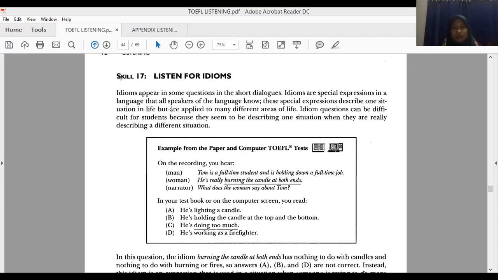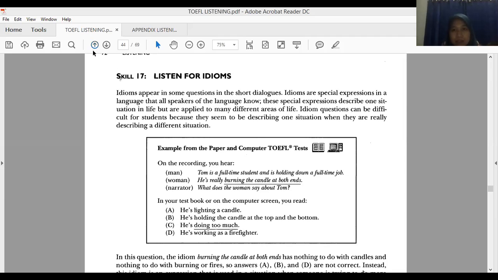This is the example. Tom is a full-time student and is holding down a full-time job. Ini ada konektor. And kalau di structure kan bahasanya Tom is a full-time student. Tom is holding down a full-time job. Ini jadikan satu. Tom is a full-time student and is holding down a full-time job. Oh, he is really burning the candle at both ends. What does the woman mean? Burning the candle at both ends.